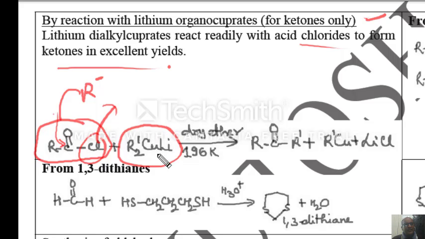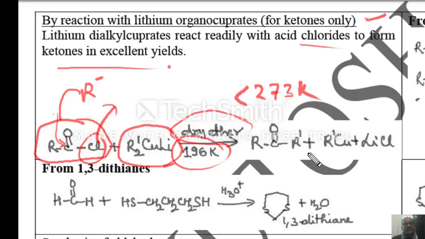So we are again using a less reactive organometallic compound, say in the form of a lithium organocuprate. We are using dry ether as solvent. Temperature is 196 Kelvin, which is lower than 273 Kelvin, right? So it is a minus degree centigrade. So we have the formation of a ketone taking place, and an organocopper compound and lithium chloride, right?